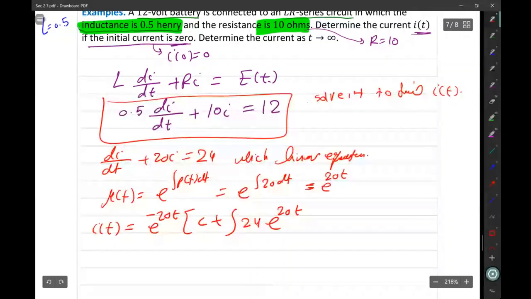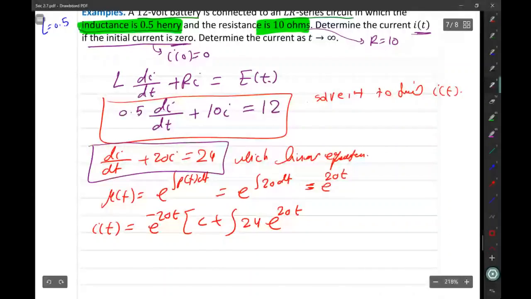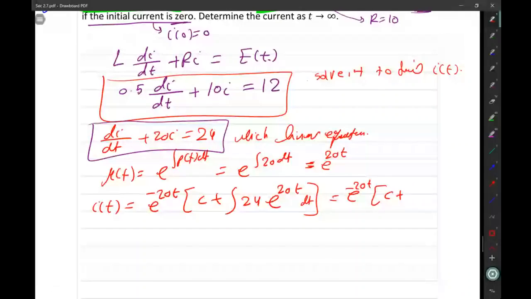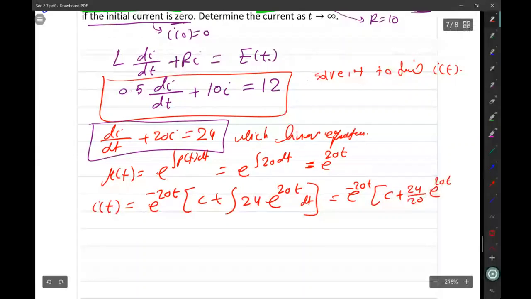Because here this is my question now. Now solve this one with respect to t. A solution very straightforward. So that becomes e to the power minus 20t plus c times e to the power 20t.